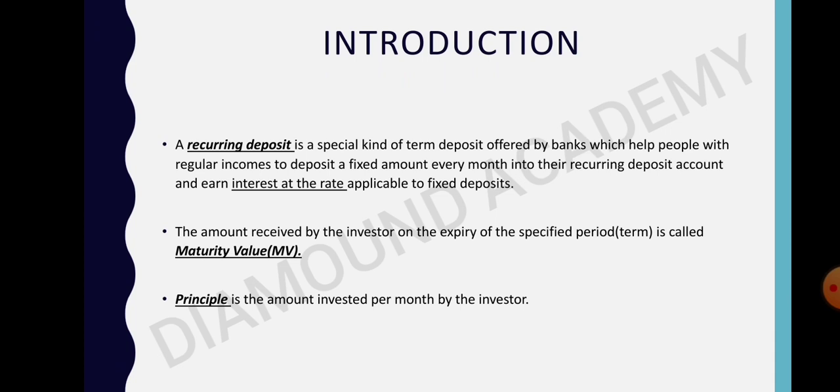In this type of deposit we get a good rate of interest because the interest is first on the monthly basis and then interest on interest, then on interest, like this we have to calculate. So the amount which we receive on the expiry of term, that means we have kept it for 1 year or 2 years or 3 years, that amount is called as maturity value. And the amount which we invest every month is called the principal amount.